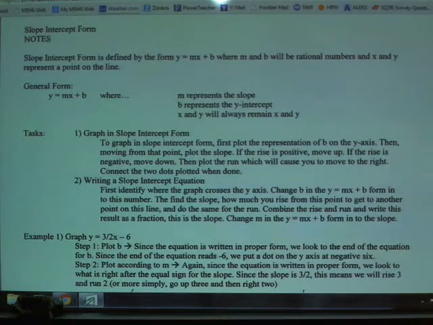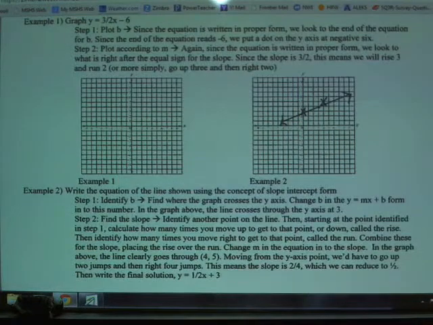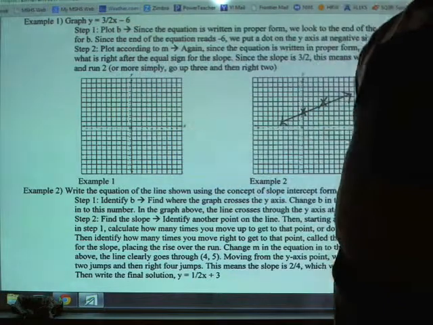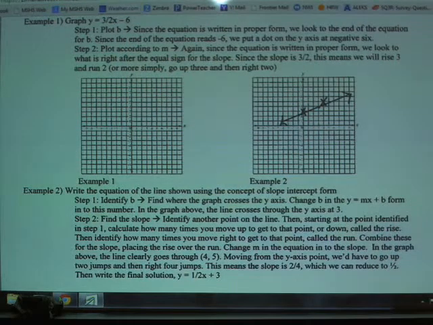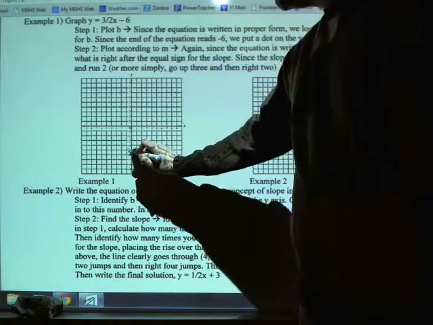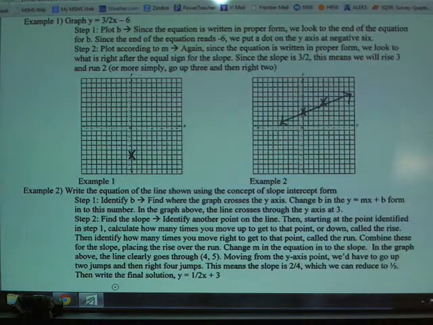It says y equals 3/2 x minus 6. So what it says here is we're going to take and plot b. Now we look at the end of the equation here. It says minus 6. So I'm going to go to the y-axis and put a dot at negative 6. Again, the first dot always goes on the y-axis. It's the y-intercept. If you don't have a dot on the y-axis in slope-intercept form, you're doing something wrong.